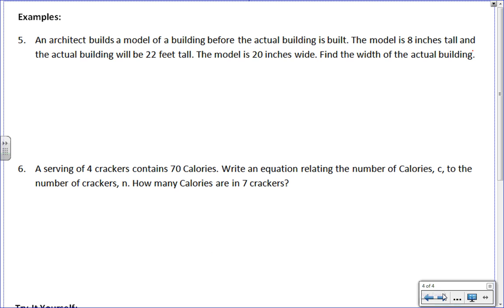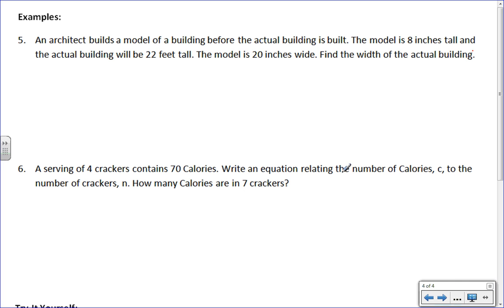Okay, let's look at a couple more examples. Number 5 says an architect builds a model of a building before the actual building is built. The model is 8 inches tall, and the actual building will be 22 feet tall. The model is 20 inches wide. Find the width of the actual building.